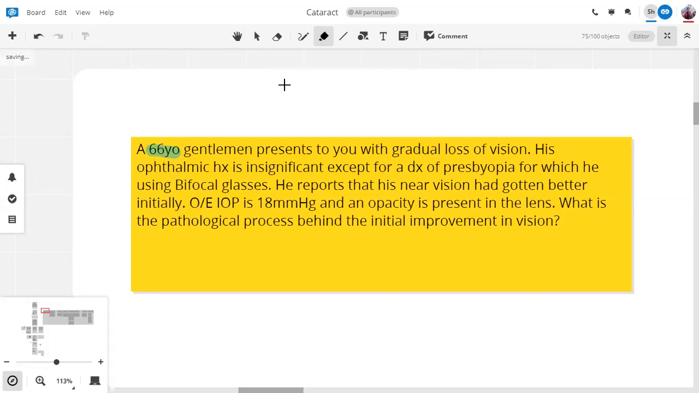A 66-year-old gentleman. We know that the higher the age, we will think that age-related processes are involved.